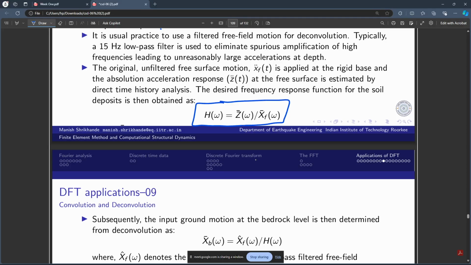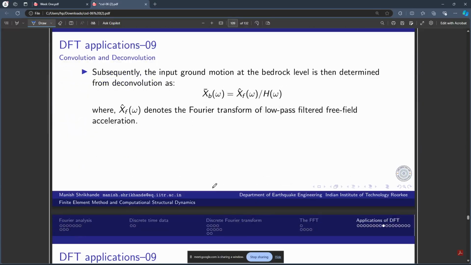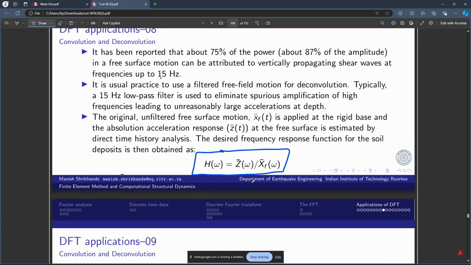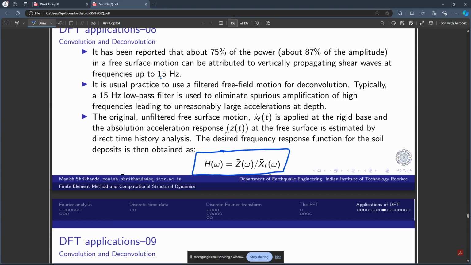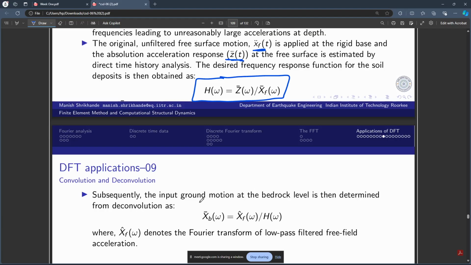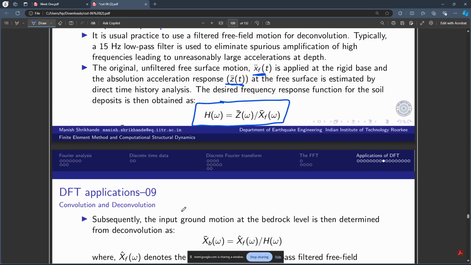So you need to evaluate the H omega. How to obtain the H omega? It's Z bar omega by X_f bar omega, and the absolute acceleration response. You have this response available with you, and you need to evaluate it. And how can you obtain the X_f omega? Let's look at that.